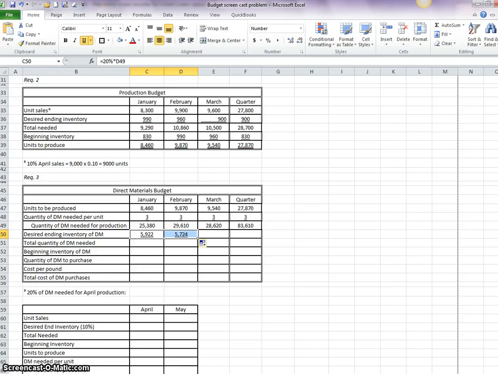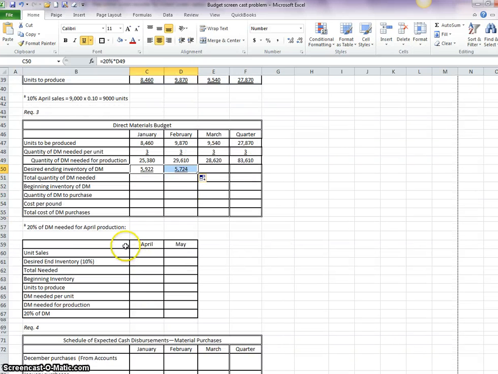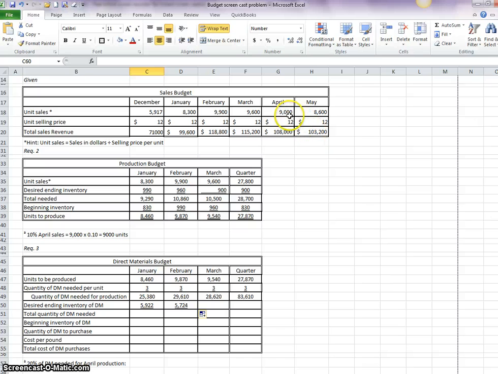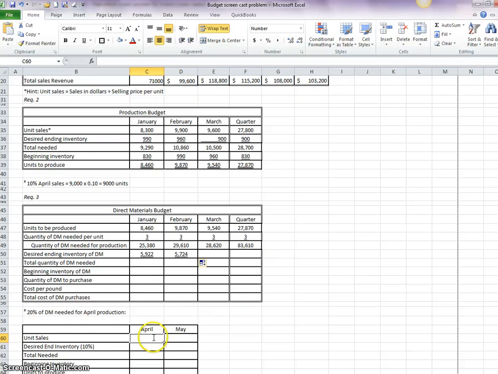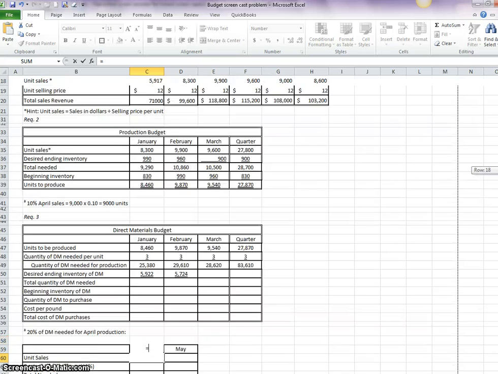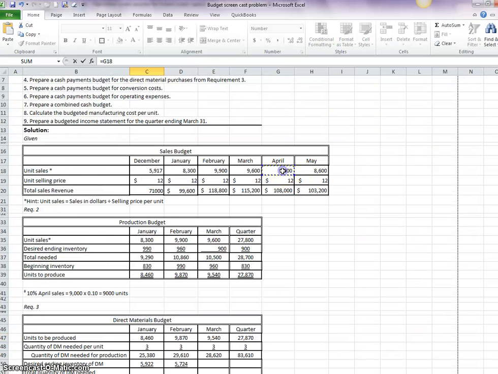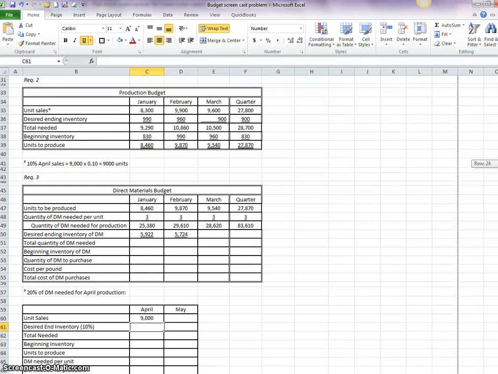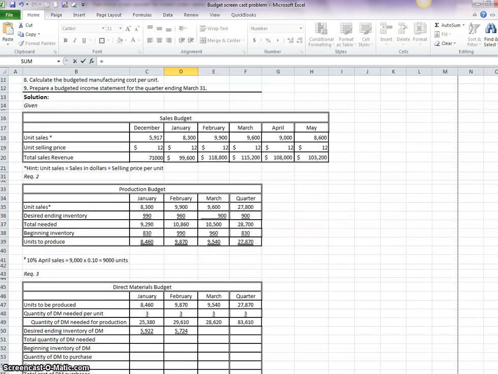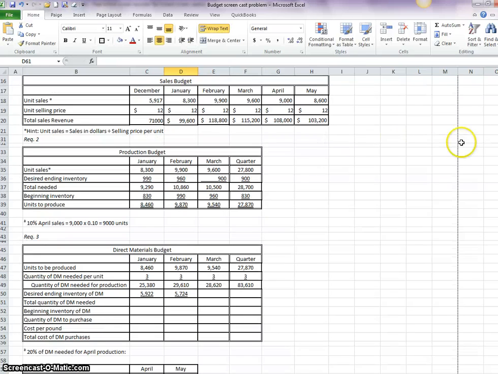So let's fill this out for April. April's unit sales, if we go up, they were 9,000 and May's 86. So let's just put in here equals, and again you might be tempted to put the number in, but we want to put a reference so that if we change April's sales, that change will flow all the way through all of our budgets, and that equals May.